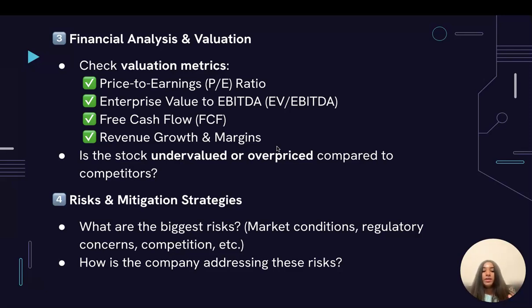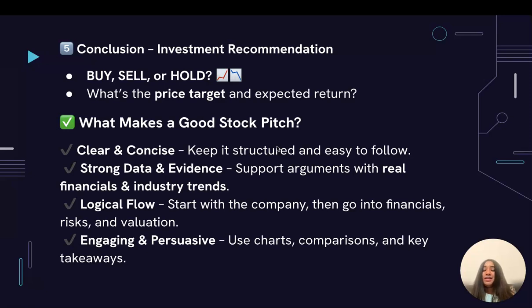So here we'll talk about risk and mitigation strategies. What are the biggest risks for the stock? The market conditions, regulatory concerns, competition, all these various aspects, and how the company is able to mitigate these risks. And then we'll finally end off with the conclusion. Why Devon is a buy, a sell, or a hold. What's the price target and expected return.